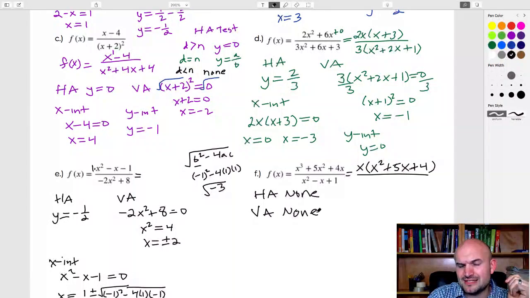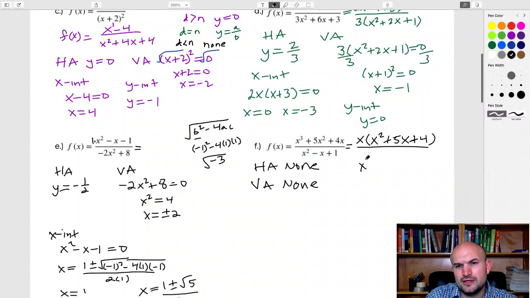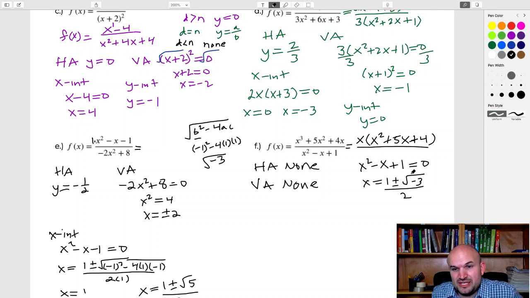Why are there no vertical asymptotes? Because when I set my denominator equal to 0, which I didn't show my work, x squared minus x plus 1 is equal to 0. When I do the quadratic formula, x is equal to 1 plus or minus the square root of -3, divided by 2. So therefore, you can see it's not going to be in the real number system. So there's no vertical asymptotes.